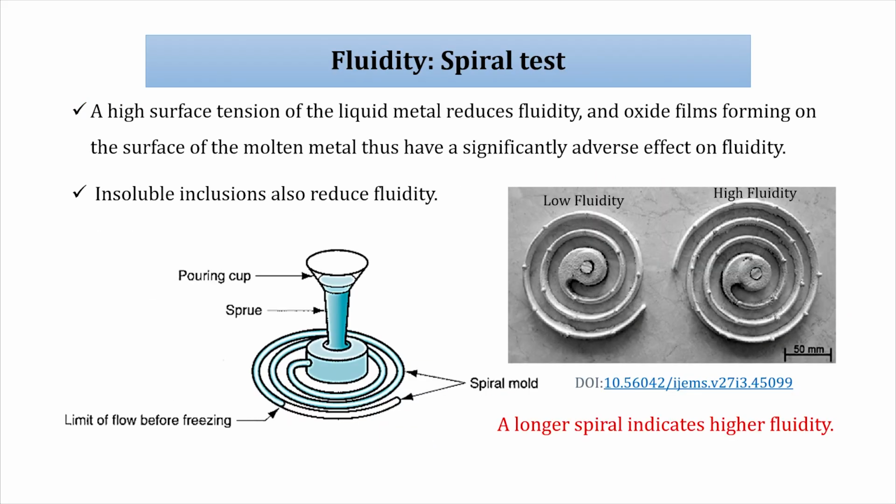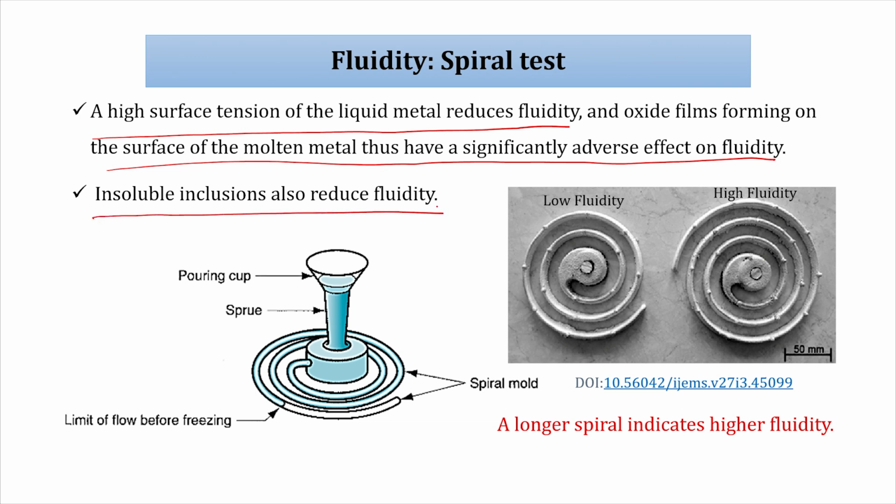High surface tension of liquid metal reduces the fluidity. Oxide film formation on the surface of molten alloy has a significant adverse effect on fluidity. If any oxide forms on the molten metal, it reduces the fluidity. Insoluble inclusions also reduce fluidity.